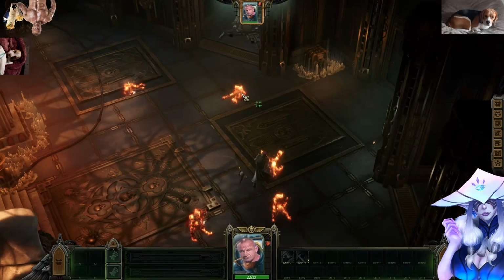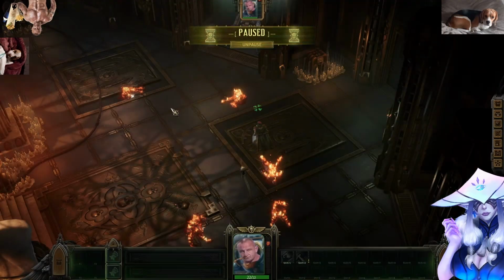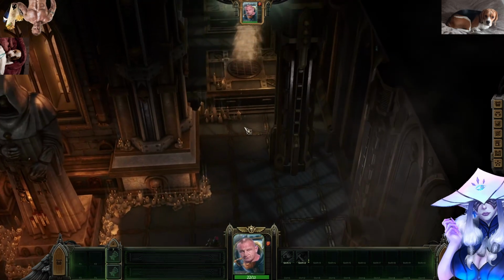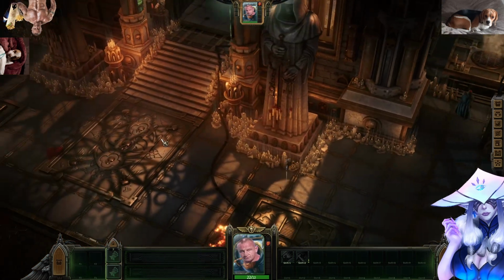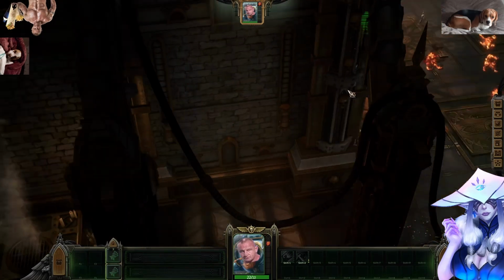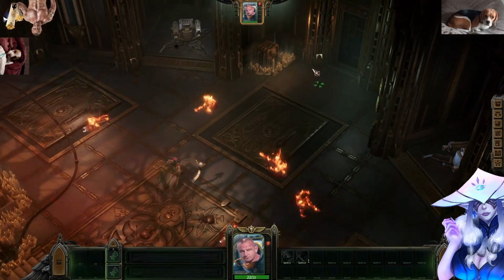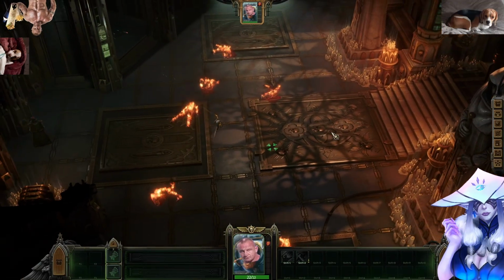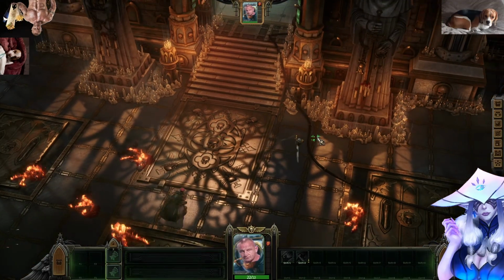Okay. Did you forget something? Okay, nothing else. Well, in terms of set dressing, again, game looks immaculate. Can't complain. Okay, which way do I go?